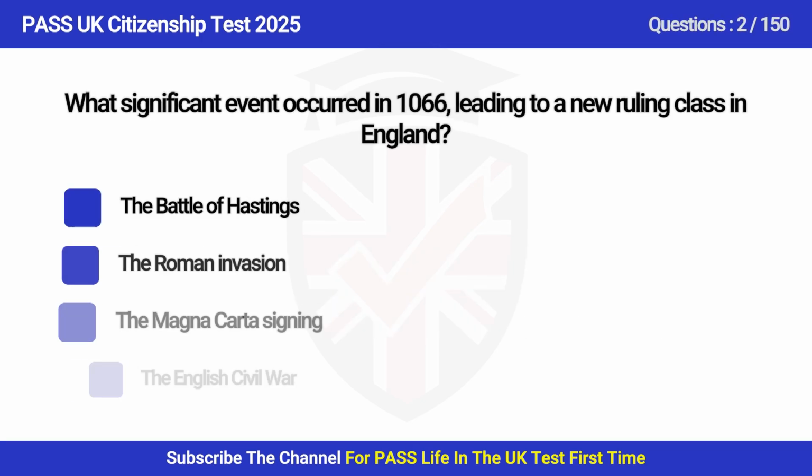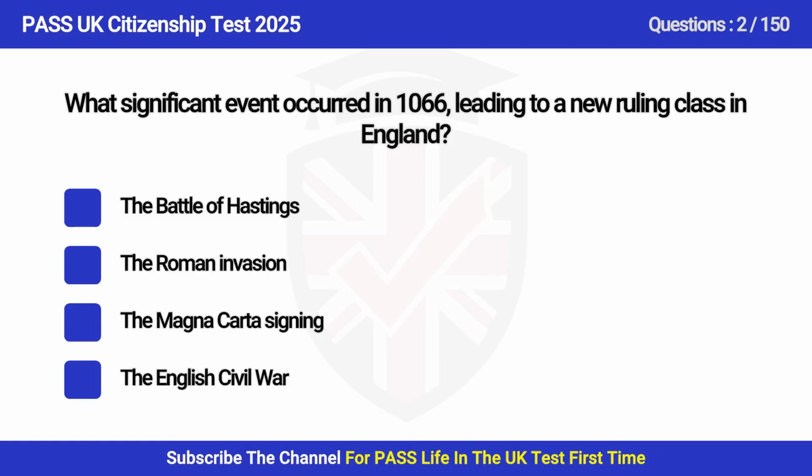Question 2. What significant event occurred in 1066, leading to a new ruling class in England? A. The Battle of Hastings, B. The Roman invasion, C. The Magna Carta signing, D. The English Civil War.